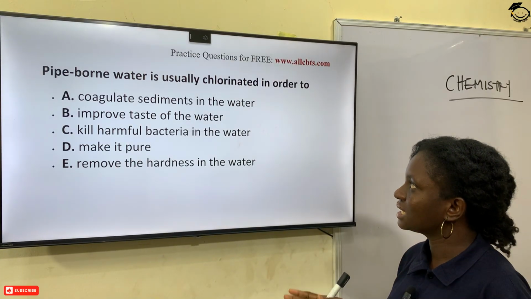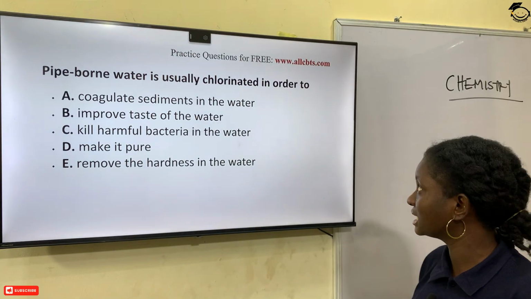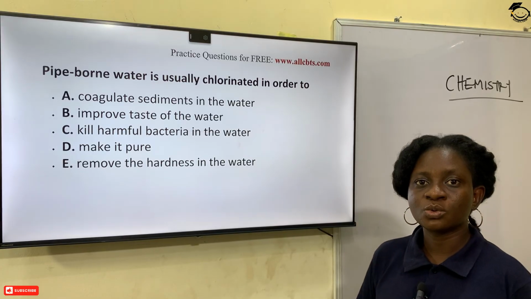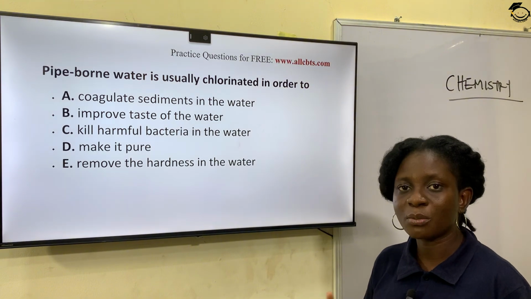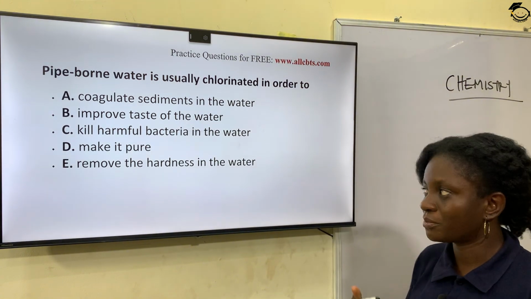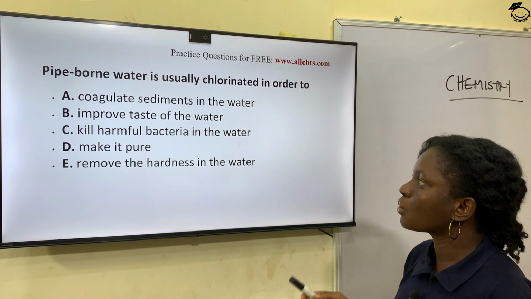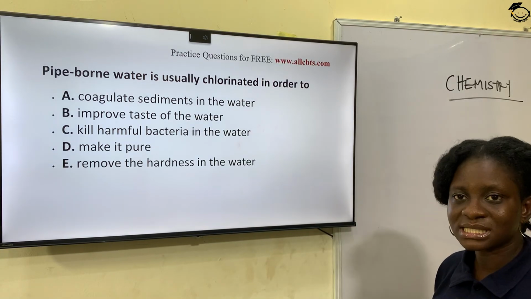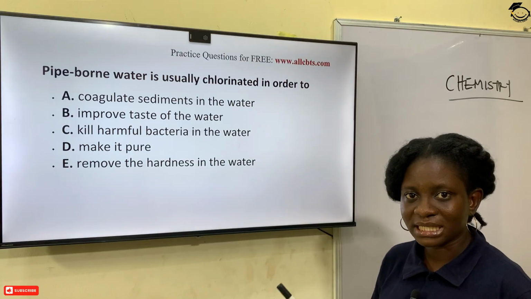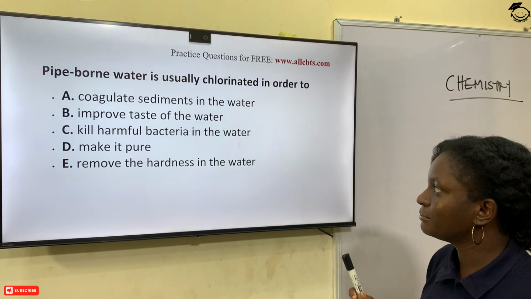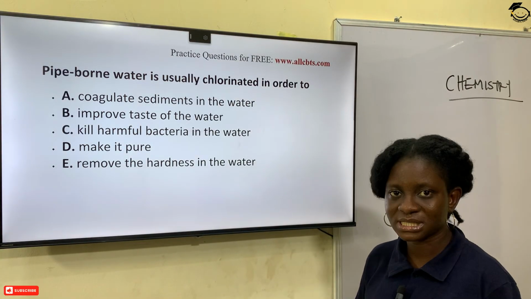Pipe-borne water is usually chlorinated in order to, so why do they add chlorine? What's the purpose of adding chlorine to pipe-borne water? A, coagulate sediments in the water. The chlorine does not coagulate sediments. Alum does that.